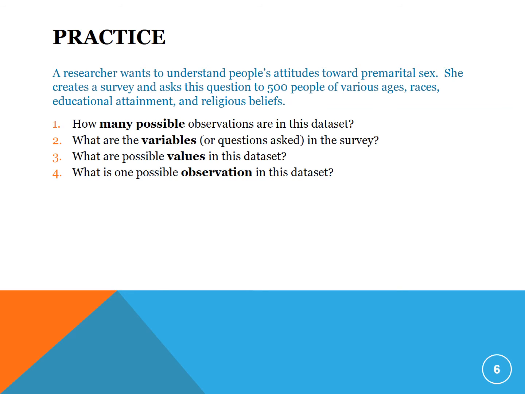So one person may have said, you know what, premarital sex is awesome. I'm 33. I'm Hispanic. I only have a high school diploma, and I am agnostic. So all of those 5 answers put together make that one observation. Now there are 499 possible other observations, but that's just one of the possible observations that can come about from the 5 variables that we have in this survey.